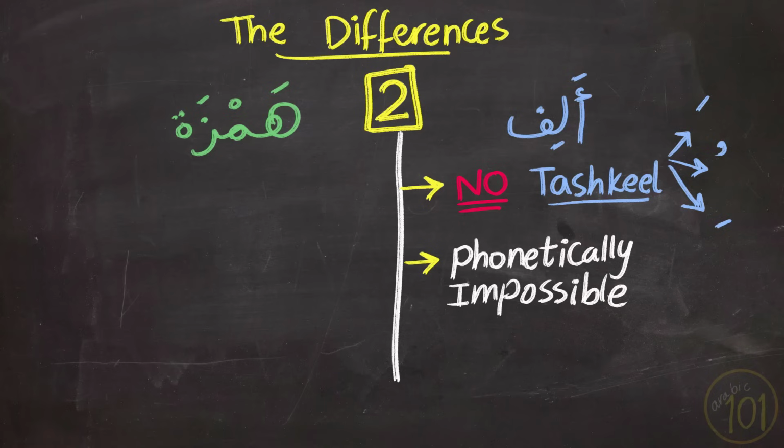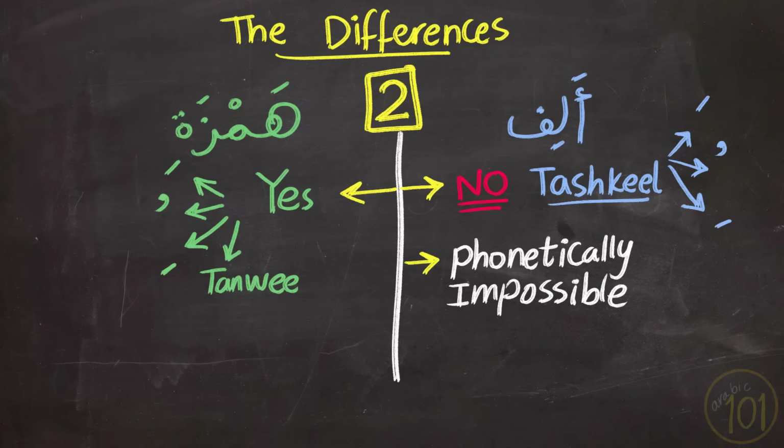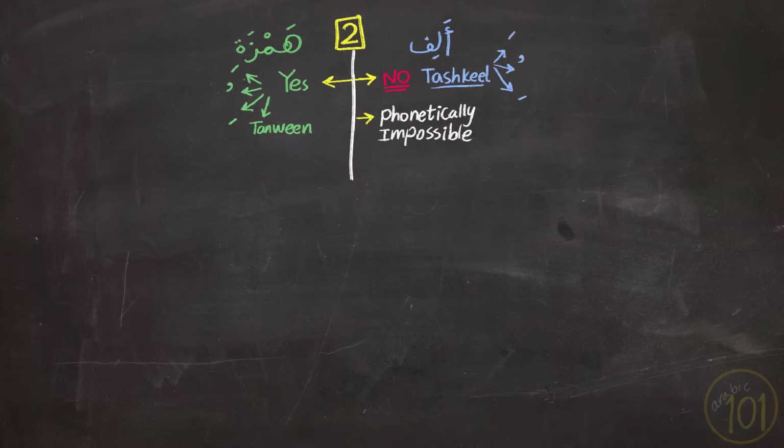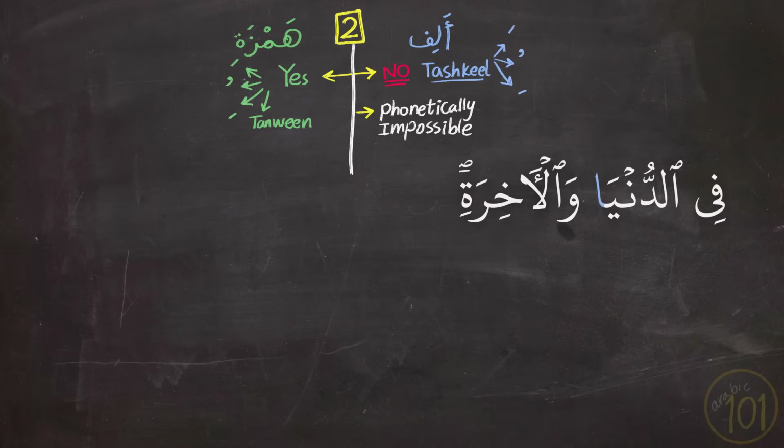Hamza, on the other side, can take all sorts of vowel signs: fatha, dhamma, kasra, and even tanween. Let us notice here the differences when they are both used in the Quran.